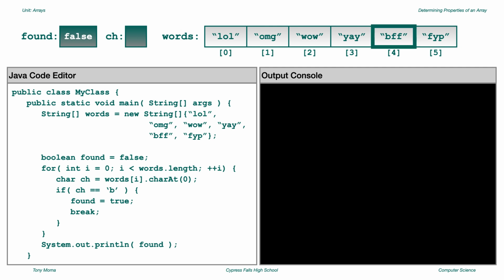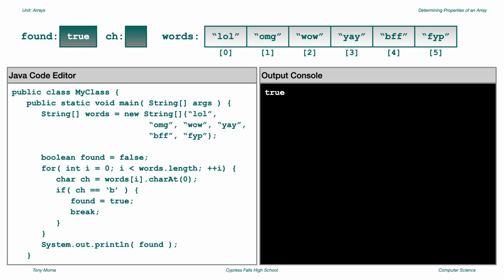Next, i equals 4. Pull out the first character, store it in ch, check to see if it equals lowercase b. It does. In this case, the condition is true, so we're going to set the found variable equal to true, and then we're going to break from the for loop. We're done with the for loop. We're not going to check i equals 5. We don't need to because we've already found at least one value that begins with lowercase b. So we exit the for loop. We then skip to the print statement. We print out the value of found. True gets output to the screen.